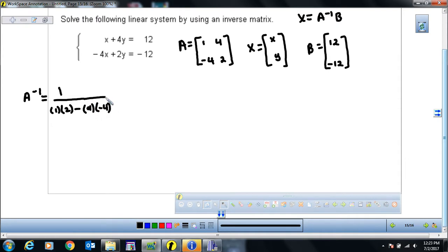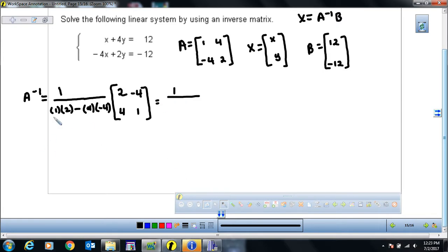And this is going to be multiplied times. We're going to switch these two values in this matrix. 1 and 2 becomes 2 and 1. And then we're going to change the signs of these two values in this diagonal, so that 4 becomes negative 4, that negative 4 becomes positive 4. Change the signs. Okay.